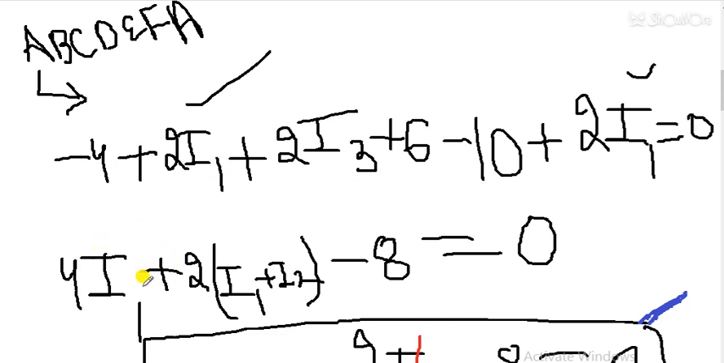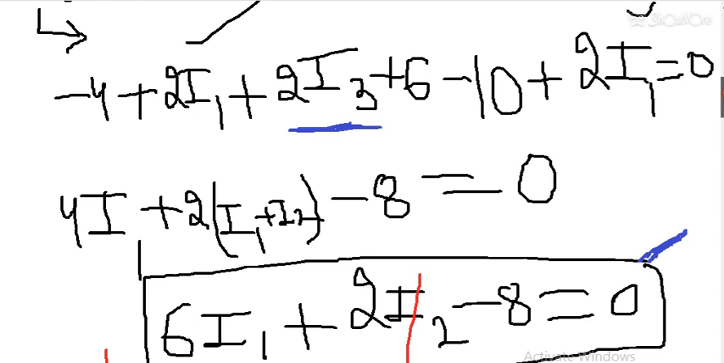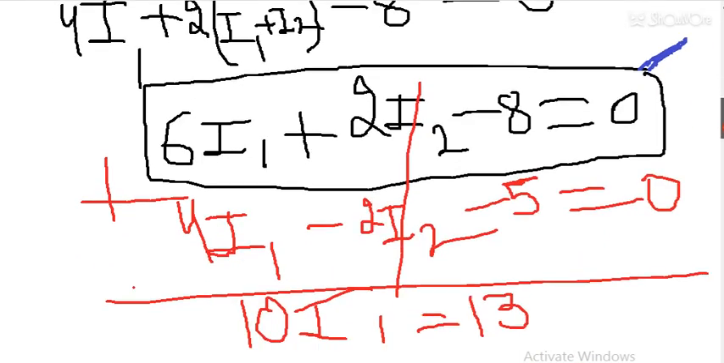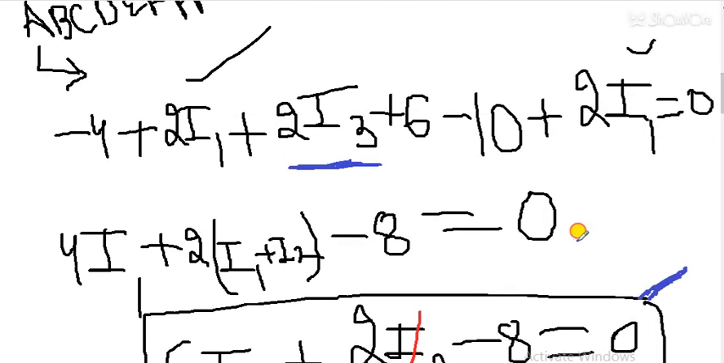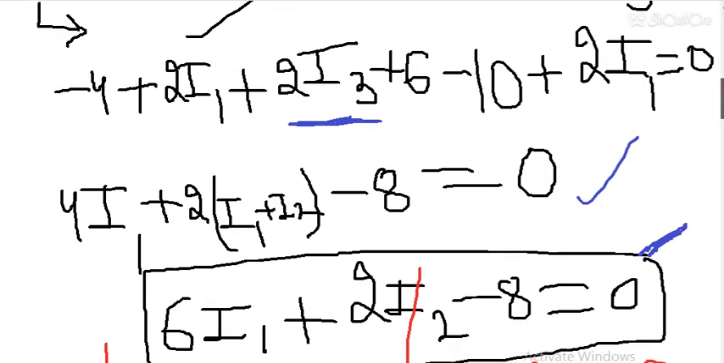Then I have to combine it, 4I1, plus 2I3, putting that value of I3 in terms of I1 and I2 from the equation of Kirchhoff's first law, KCL. So this is right, I1 or minus 8. Minus 8 is from minus 10, minus 4, 14, 6, 8. Then we have to solve this equation and the next one.